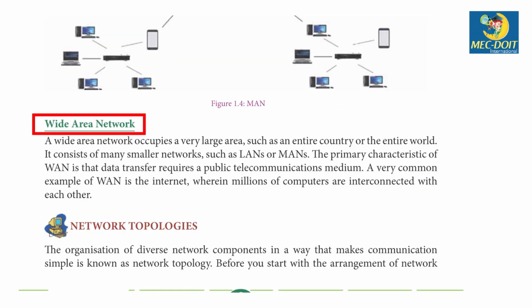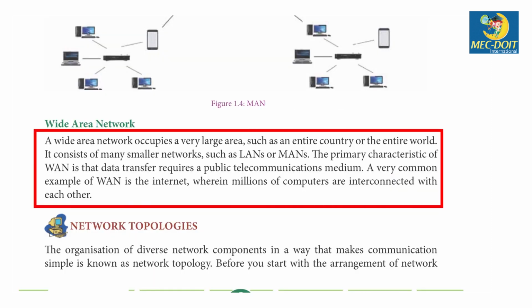Wide area network. A wide area network occupies a very large area, such as an entire country or the entire world. It consists of many smaller networks such as LANs or MANs. The primary characteristic of WAN is that data transfer requires a public telecommunication medium. A very common example of WAN is the internet, wherein millions of computers are interconnected with each other.